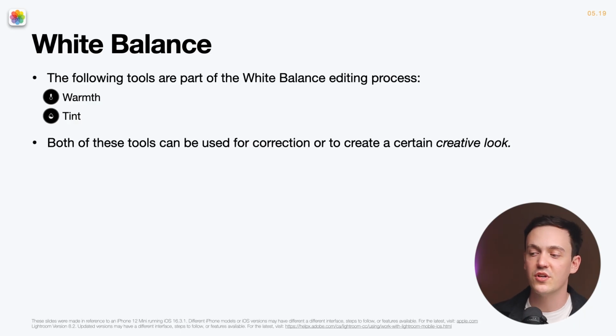The following tools are part of the white balance editing process: warmth and tint. Both of these tools can be used for corrective purposes or to create a certain creative look.